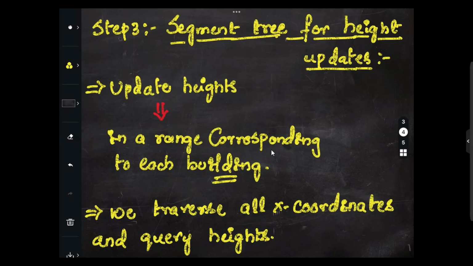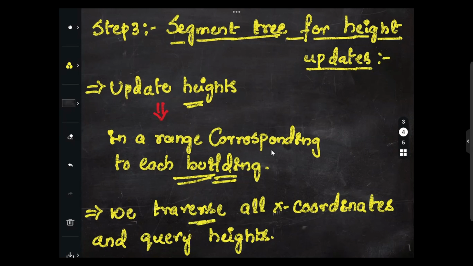In step 3, we will perform the segment tree for the height updates. When I say height updates, we are updating heights in a range corresponding to each building. That's what we saw in the output, right? We have to update the heights in a range corresponding to each building, on the x and y axes we had initially in the question. That's what they have given in the new graph on the right side.